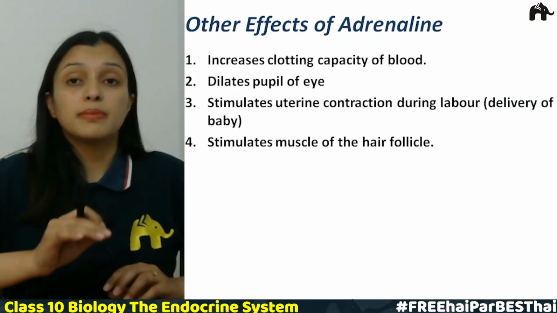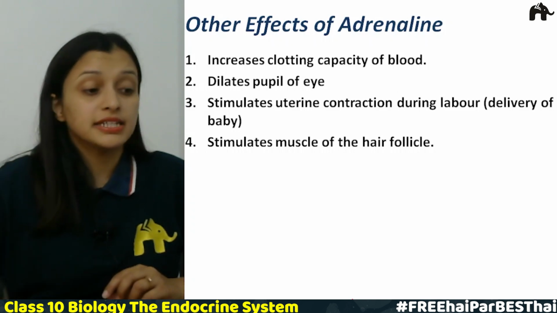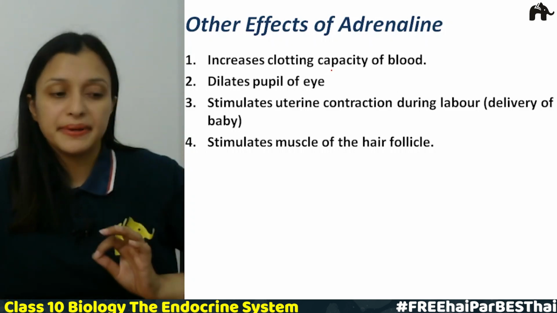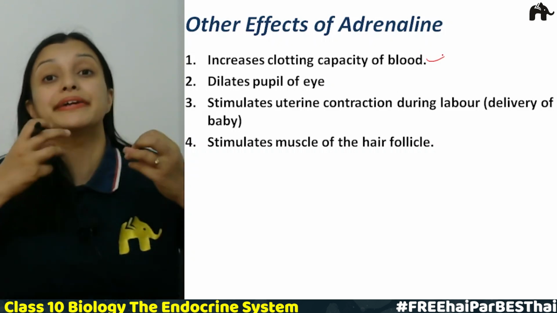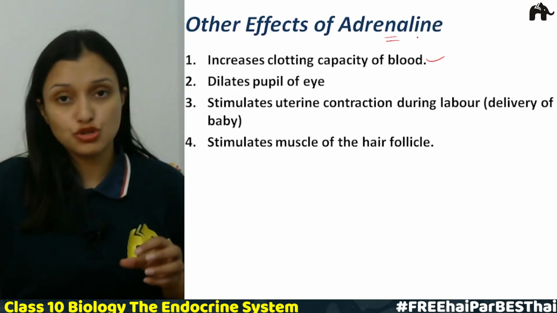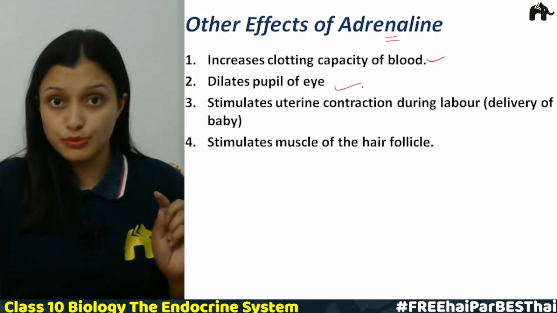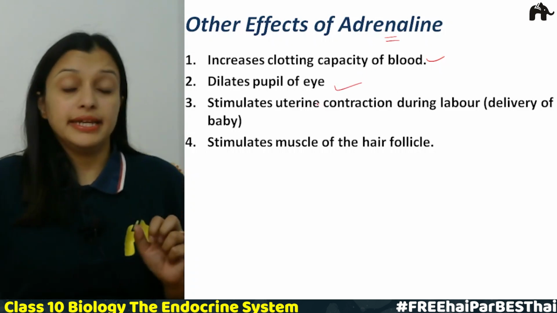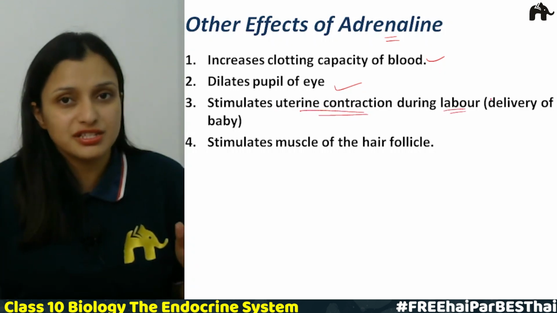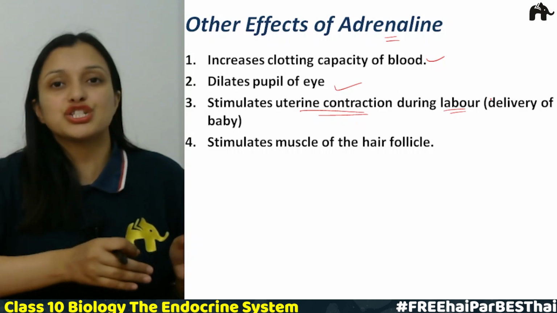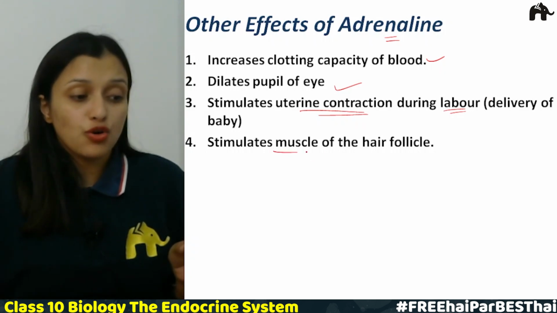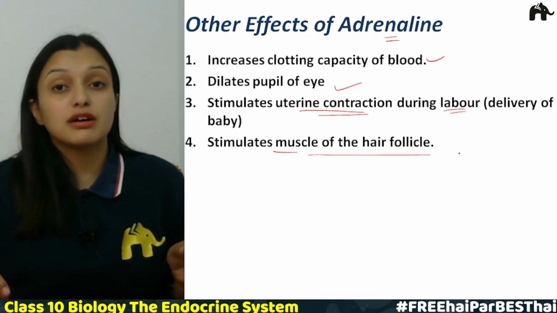So let us now talk about the other functions of adrenaline, right? What are the other functions of adrenaline? They increase the clotting capacity of blood. In case you get hurt, the clotting capacity will be increased by this hormone. The next is it dilates the pupil of the eye. The third one is it stimulates the uterine contraction during labor, because that is also an emergency situation, right? In that situation also the hormone adrenaline comes into the picture, right? It also stimulates the muscles of the hair follicles.